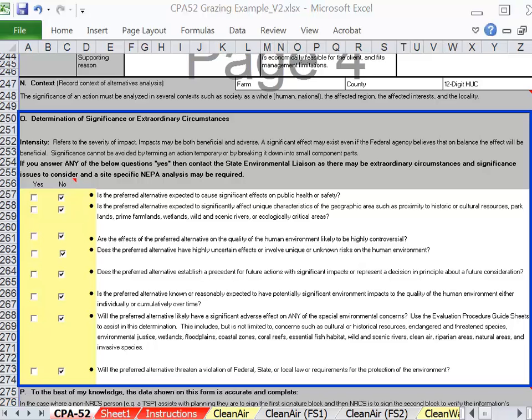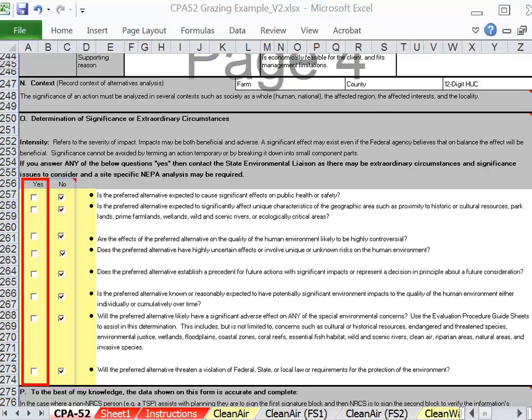Note that before documenting the categorical exclusion, it is important to read Section 610.46 of the NECH. This section provides a list of all categorical exclusions that apply to actions, as well as more detailed considerations and requirements for their use. Determination in Section O was documented with a yes or no response for each of the questions.